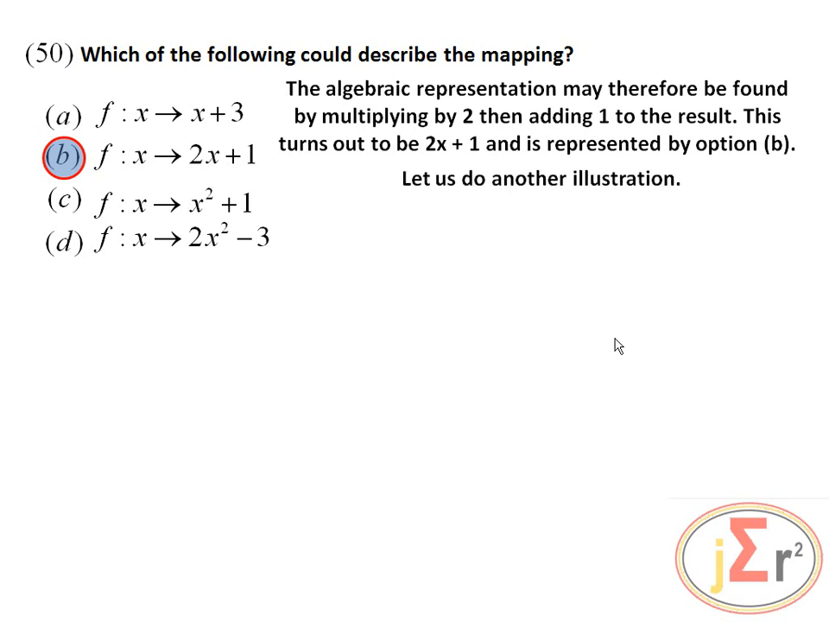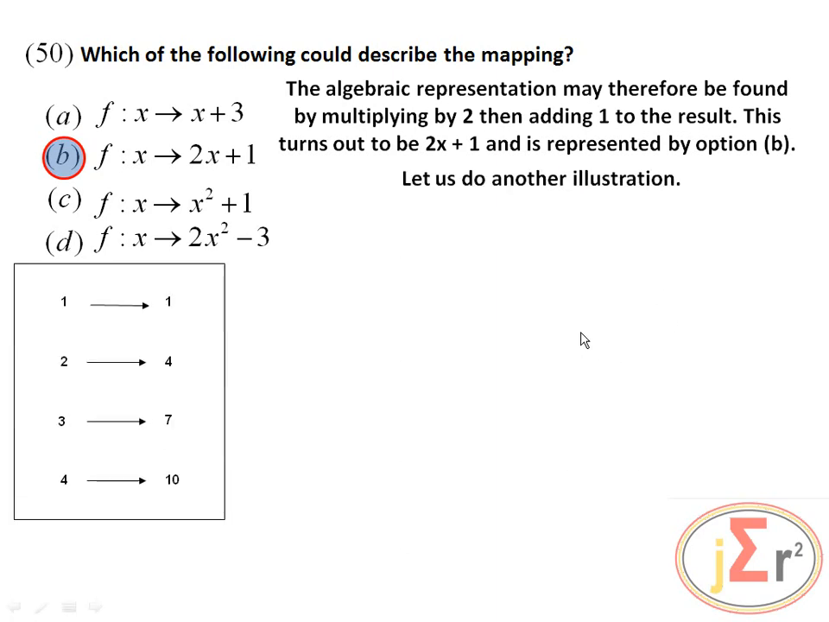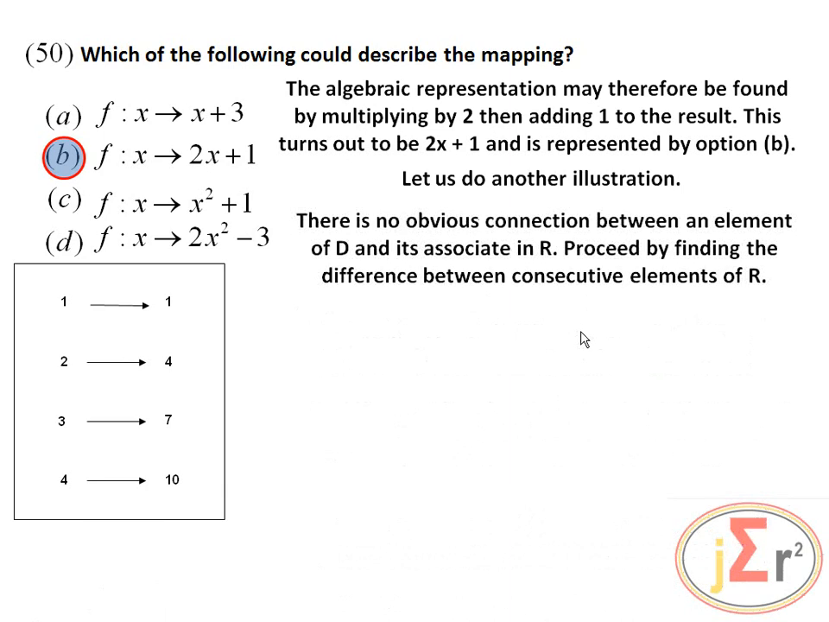So let us do another illustration. Let us take another one. There we have another one. There is no obvious connection between an element of D and its associate in R. Proceed by finding the difference between consecutive elements of R. So we will do that again. We do not have any obvious relationship that we can determine. We cannot determine any obvious relationship.